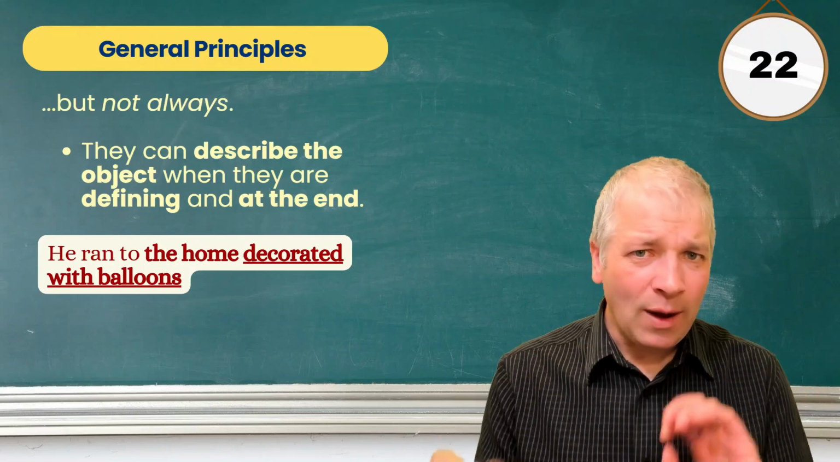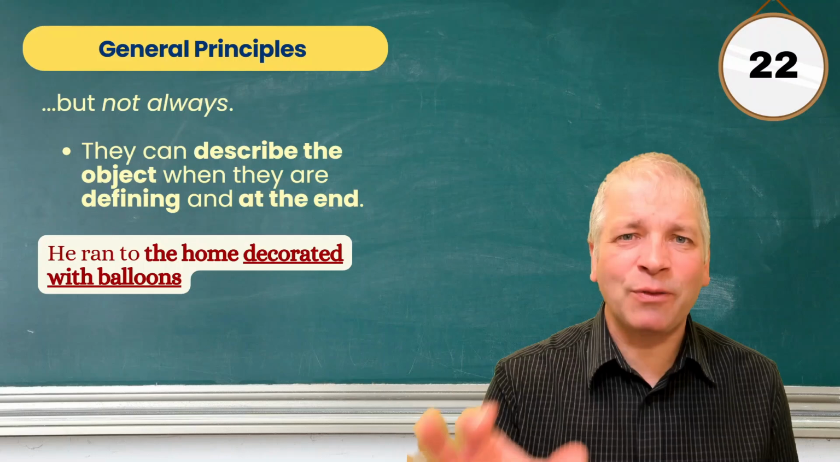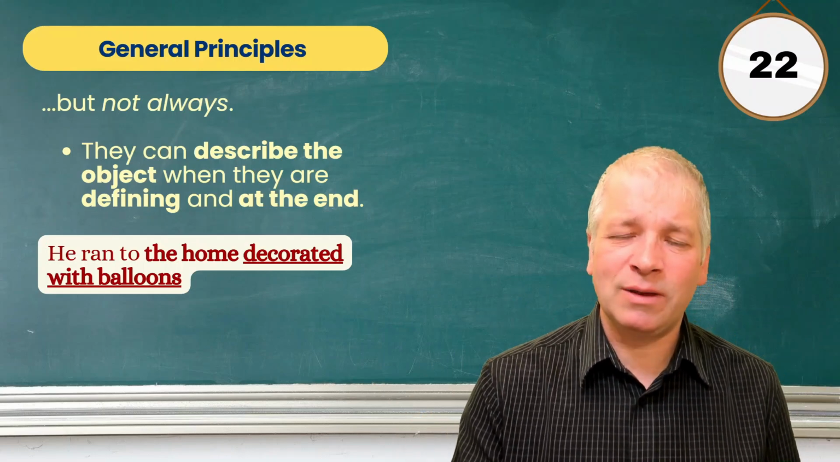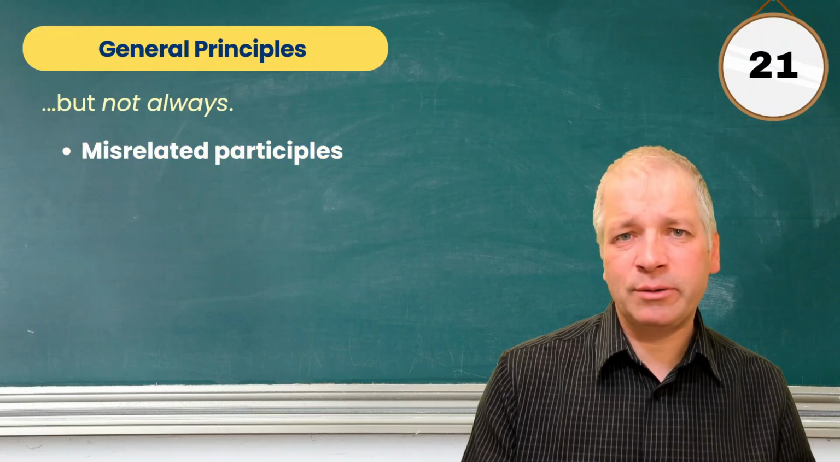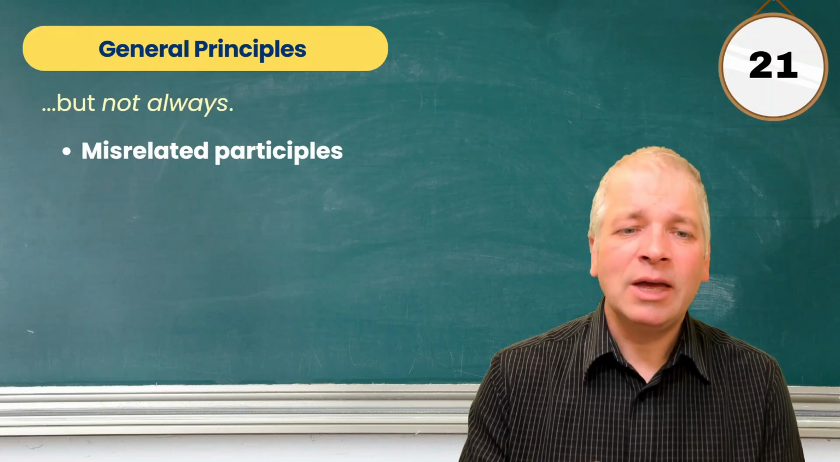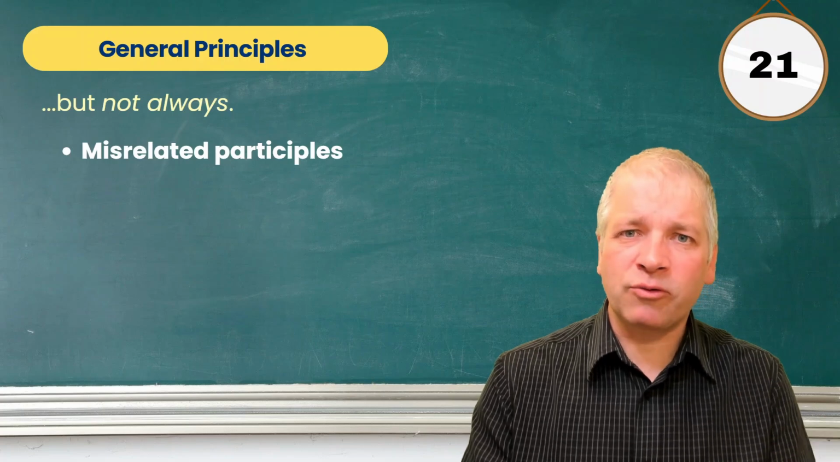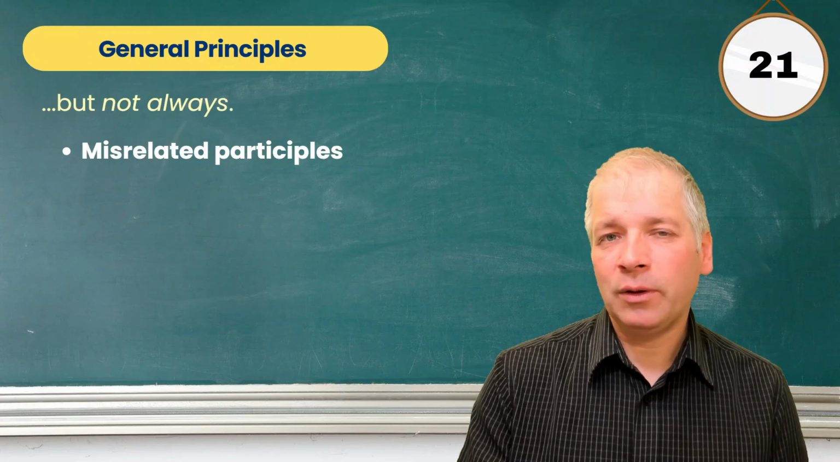Is it at the beginning or end? It's at the end. So here we have a participle phrase at the end, but it's describing the object, not the subject on this occasion. And there are other situations where the participle does not describe the subject, even if it's non-defining or unrestrictive. If it's a misrelated participle, this can happen.